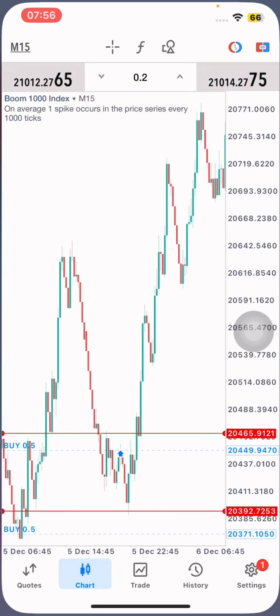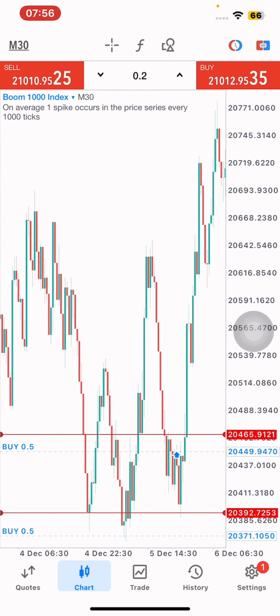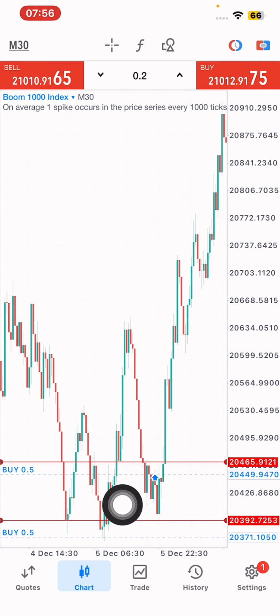So you can see here, let's even go back to the 15-minute chart. You can see on the 15-minute chart we have a bullish engulfing here that pushed this price upward.